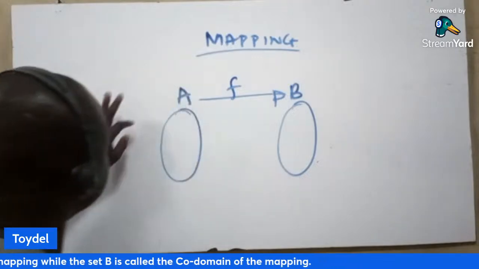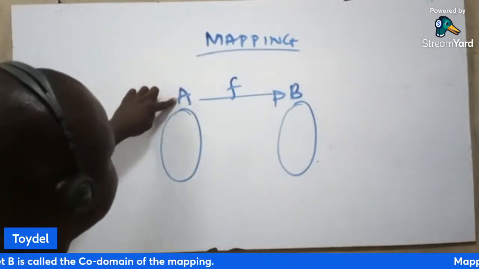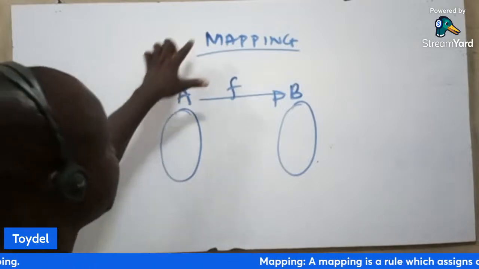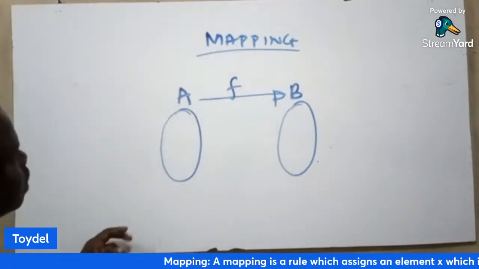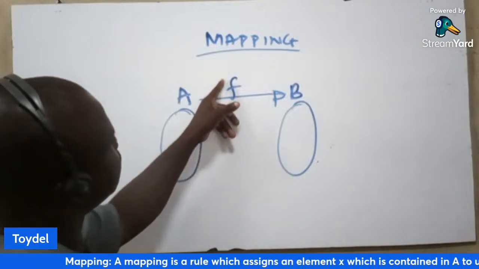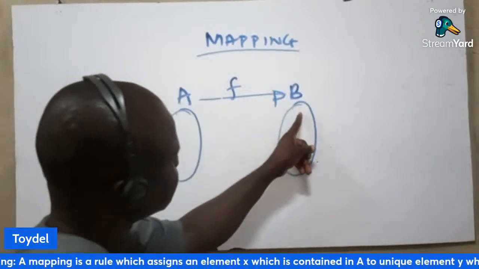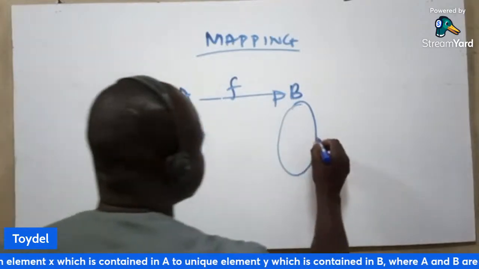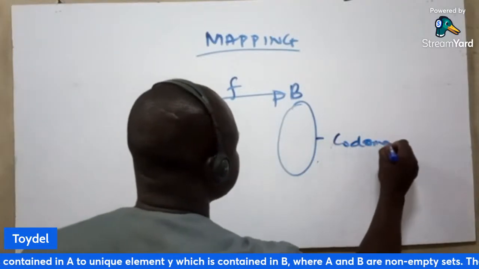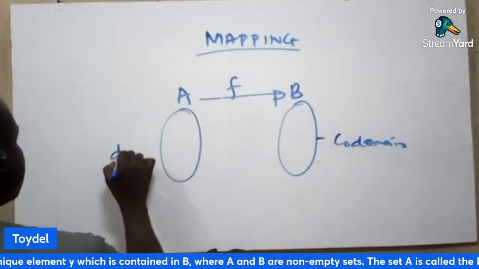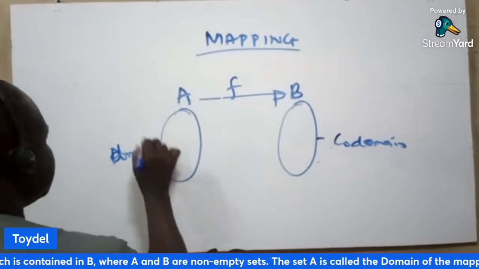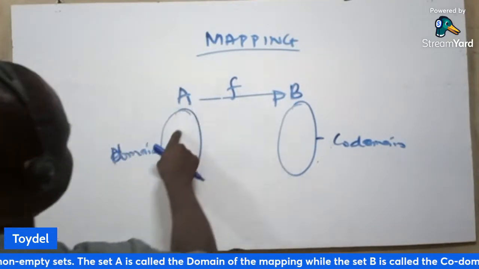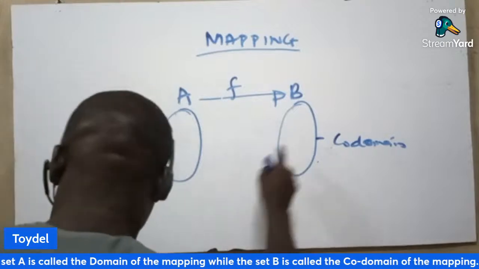In this case, the first set A is called the domain of the mapping. Then once we perform an operation, let's say F on A, we are going to generate a set of elements in B. This set of elements in B is called the codomain. This first one is called the domain. Then this is the rule, or correspondence, that assigns elements from here to this point.